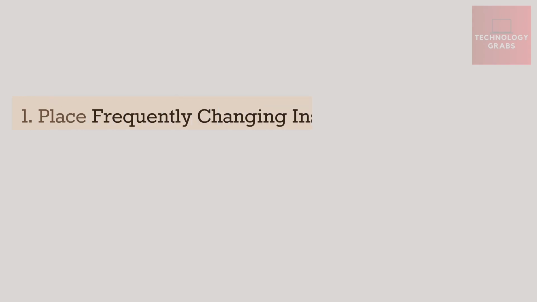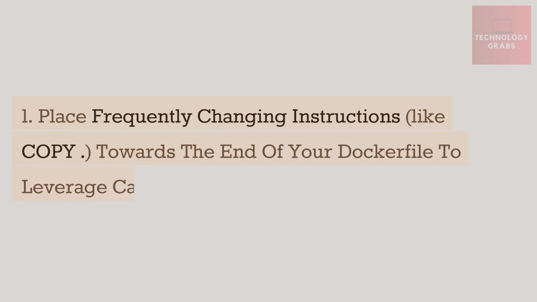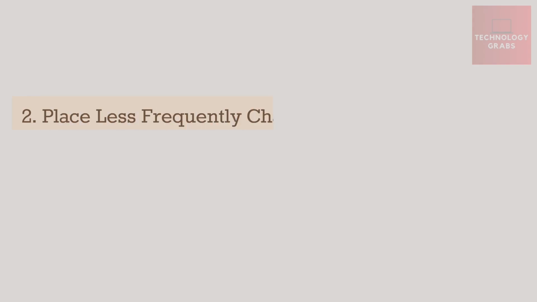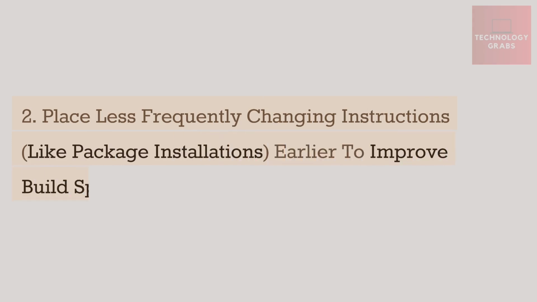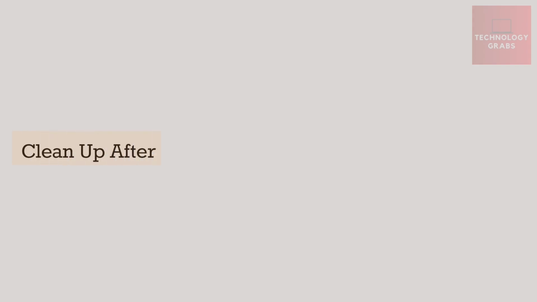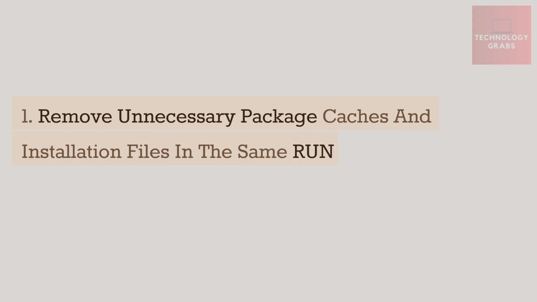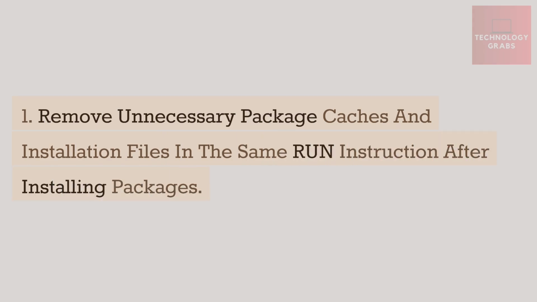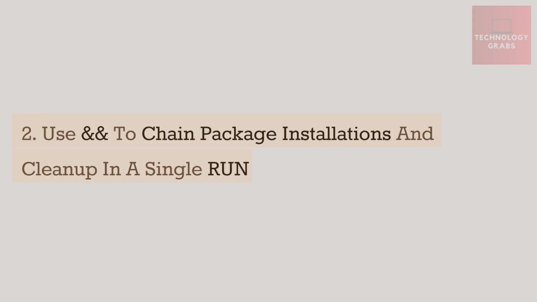Order instructions carefully. 1. Place frequently changing instructions, like COPY, towards the end of your Dockerfile to leverage caching. 2. Place less frequently changing instructions, like package installations, earlier to improve build speed. Clean up after installations. 1. Remove unnecessary package caches and installation files in the same RUN instruction after installing packages. 2. Use && to chain package installations and cleanup in a single RUN command.